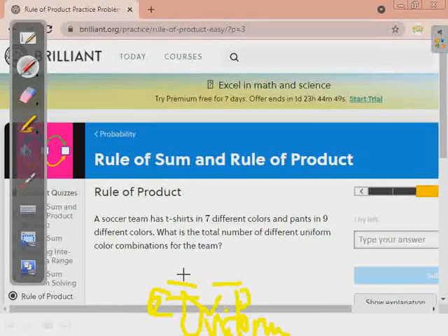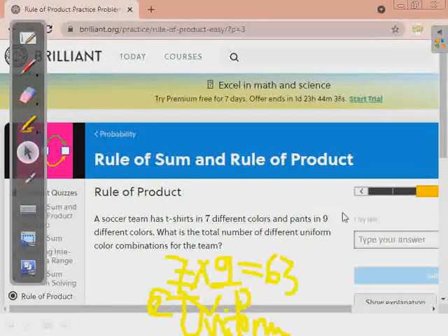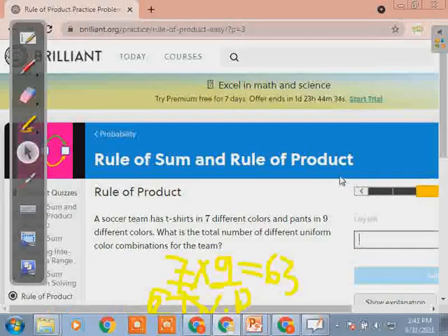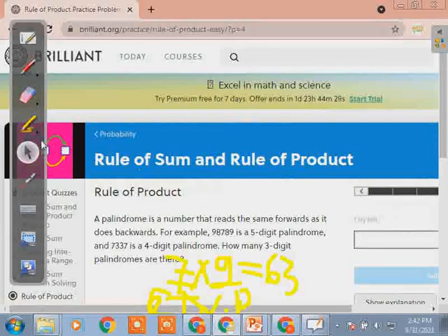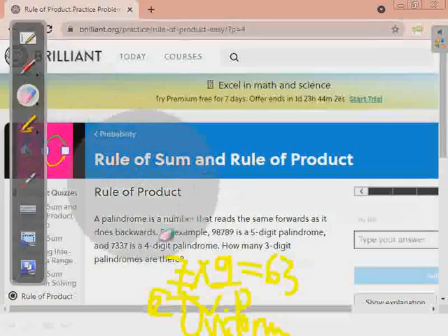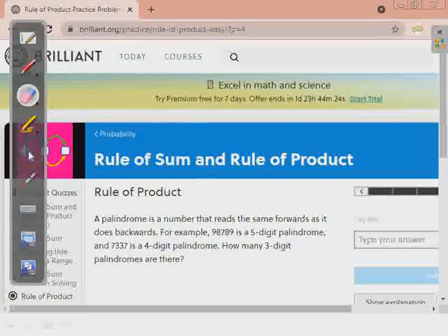T-shirts are of 7 different colors, and thus the first blank can be filled in 7 different ways, and this one can be filled in 9 different ways. So by the multiplication principle we have 63 different ways. I shall type that, 63 different ways, and the answer is correct. The remaining ones you can try yourself, and if there are any problems you can always ask us.